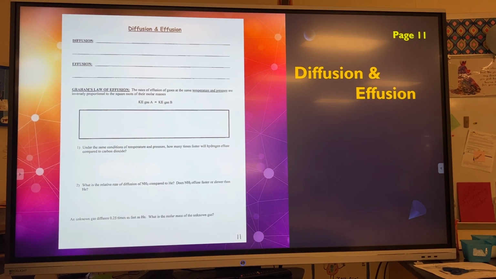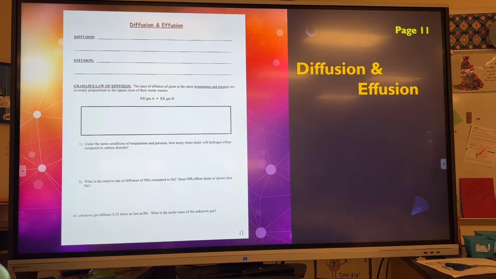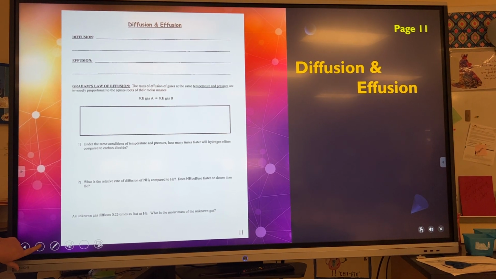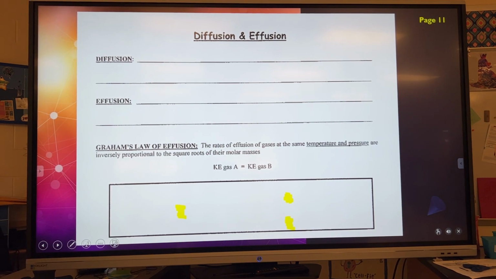Hey folks, let's turn to page 11. We're going to work on pages 11 and 12 today, diffusion and effusion. Okay, the words sound alike, but they're a lot different.